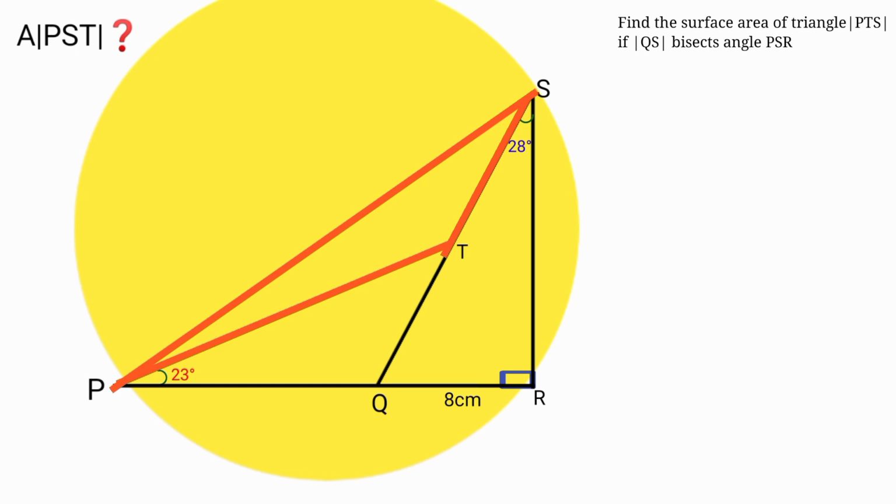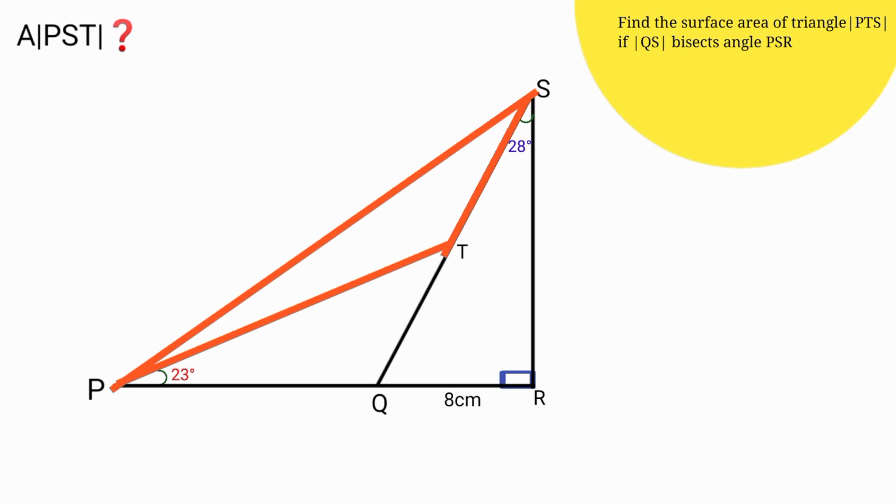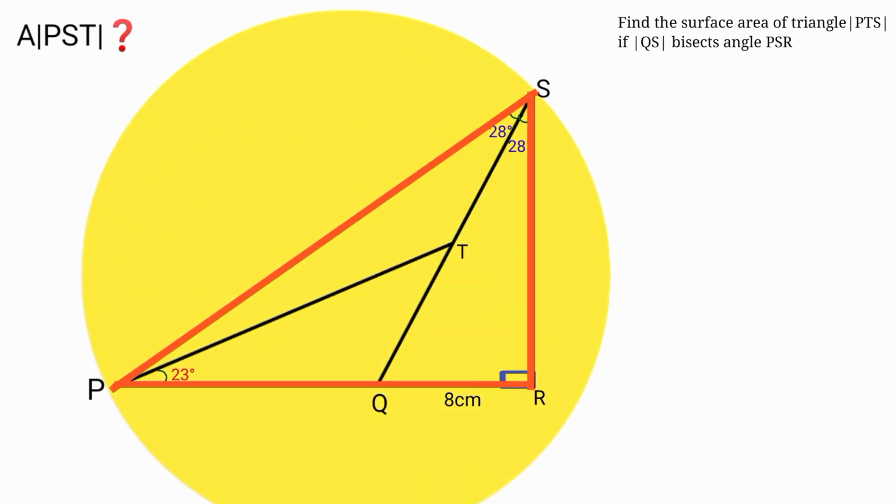If you recall, from the question here, it says this line QS bisects angle PSR. That is, it divides it into two equal parts. So since this part is 28 degrees, this is also 28 degrees. Now from triangle PRS, based on the rule of the triangle that the summation of angles in a triangle is 180 degrees, we can sum up its angles and equate to 180 degrees.